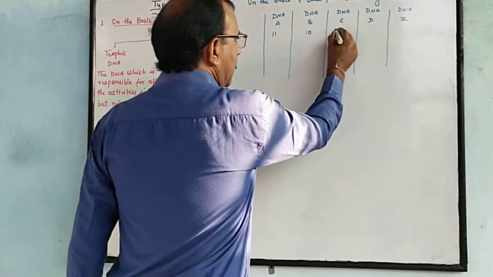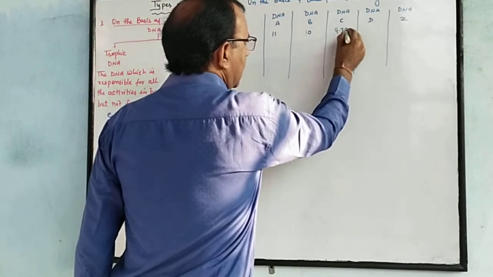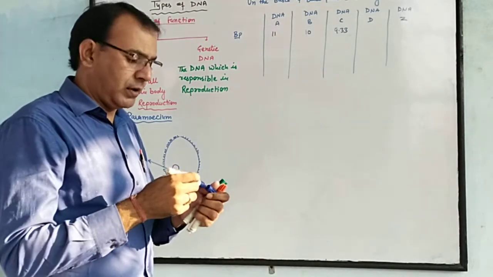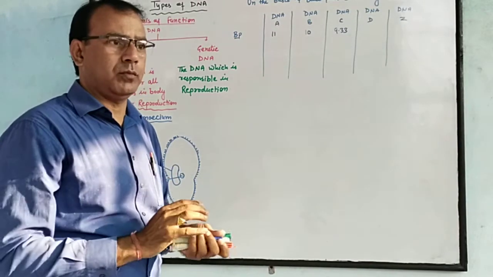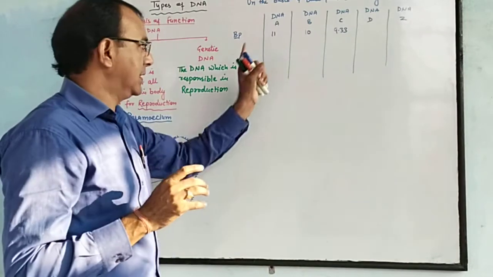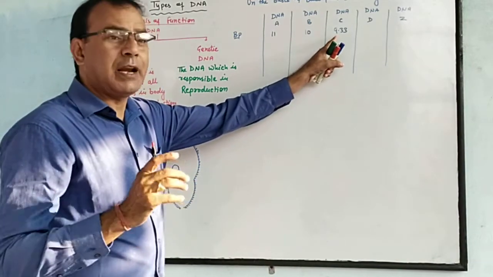DNA C contains 9.33 base pairs. How this 9.33? One turn contains 11, meaning the whole segment of nitrogen base pairs is present. 10. How this 9.33?